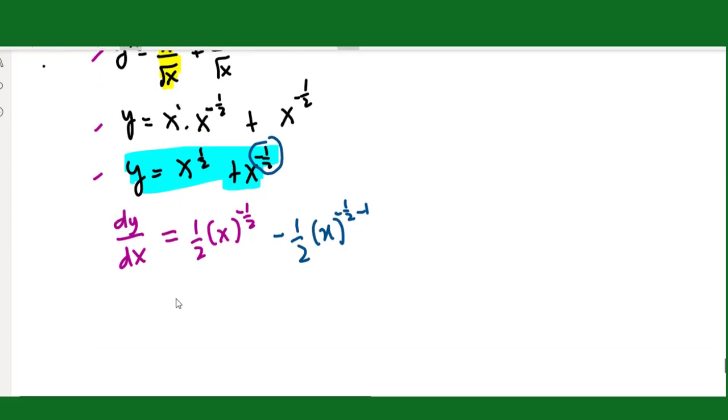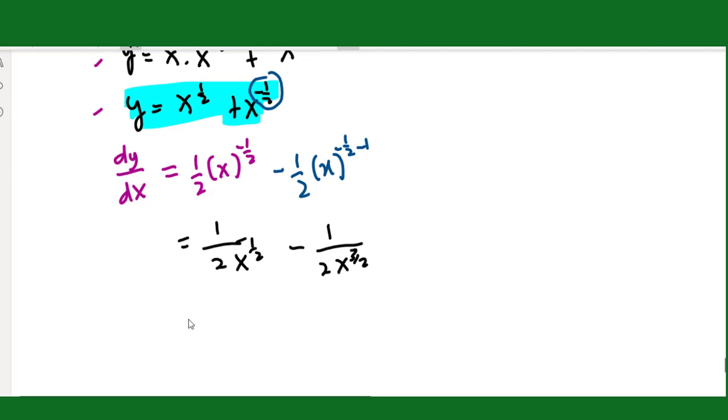This one is equal to 1 over 2 x to the power negative half, bring down. Okay, show this: 1 is equal to x to the power half, and minus 1 over 2 x to the power negative 3 over 2. You may leave it at this step or factorize. 1 over 2, this one is x to the power half.